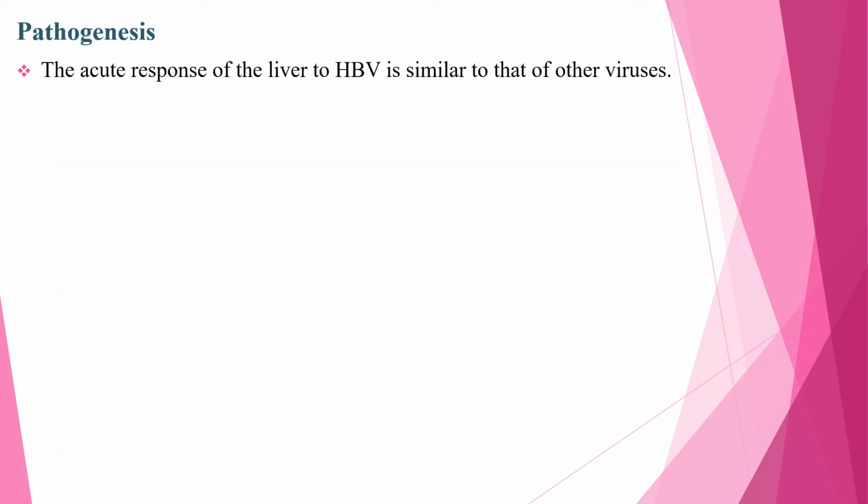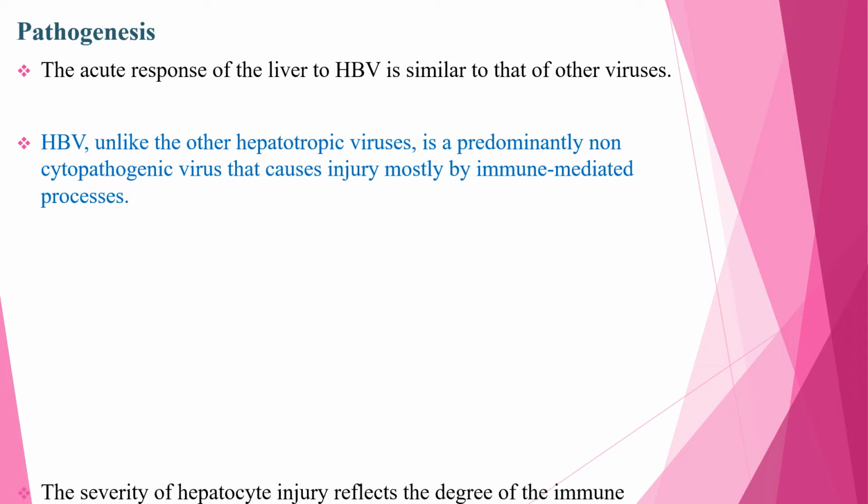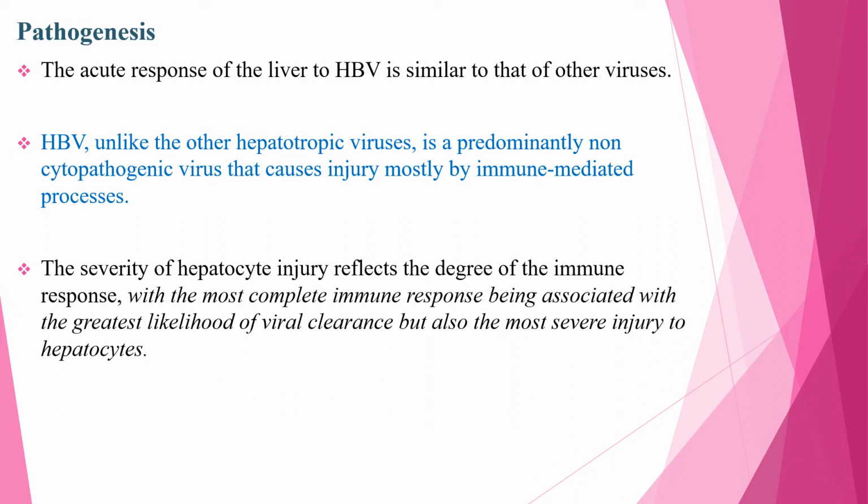When we look at pathogenesis, the acute response of the liver to hepatitis B virus is similar to that of other viruses. Hepatitis B virus, unlike the other hepatotropic viruses, is a predominantly non-cytopathogenic virus that causes injury mostly by an immune-mediated process. The severity of hepatocyte injury reflects the degree of the immune response, with the most complete immune response being associated with the greatest likelihood of viral clearance, but also the most severe injury to hepatocytes.